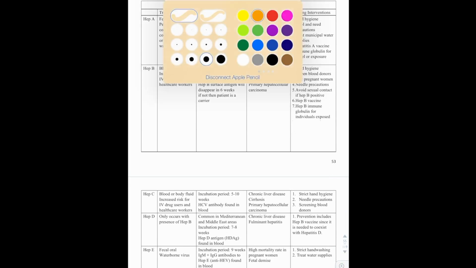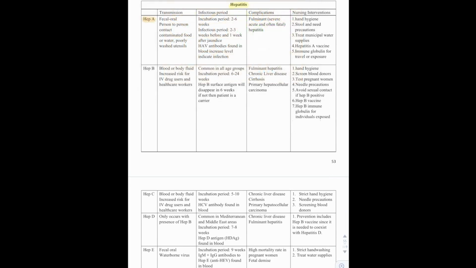So now let's talk about types of hepatitis. The first one is hepatitis A. This is spread through a fecal-oral route, and it's person-to-person contact with contaminated food or water and poorly washed utensils. Our incubation period is 2 to 6 weeks.